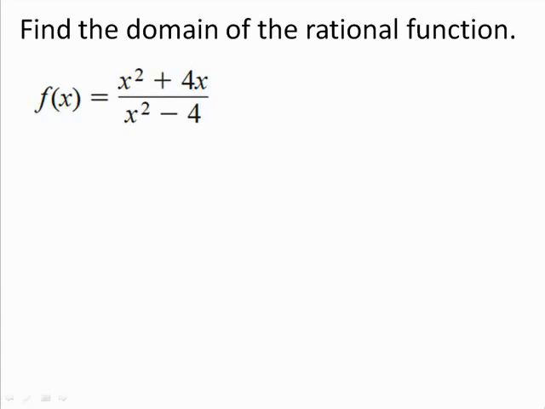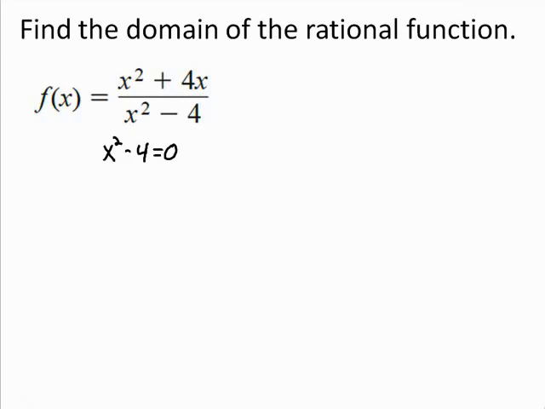Find the domain of the rational function f of x equals x squared plus 4x divided by x squared minus 4. The domain is all values of x such that the denominator does not equal 0. The denominator cannot be equal to 0 because then you would be dividing by 0 and the function would be undefined. Set the denominator equal to 0 and solve for x. X squared minus 4 equals 0.